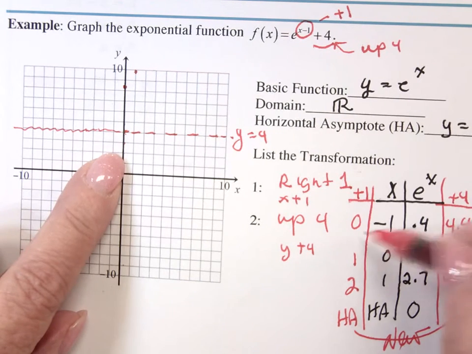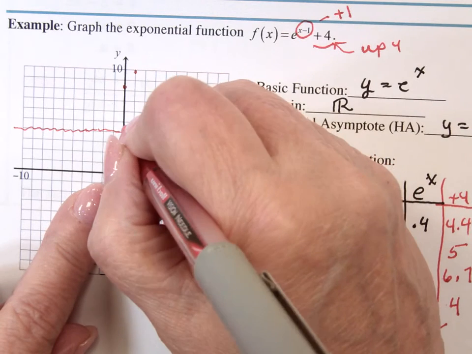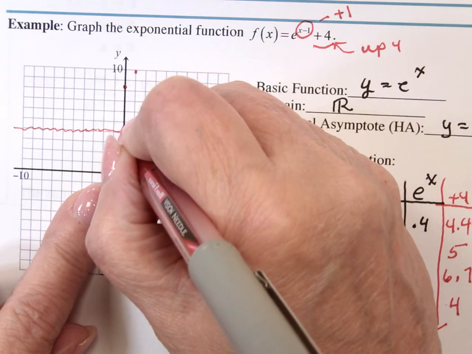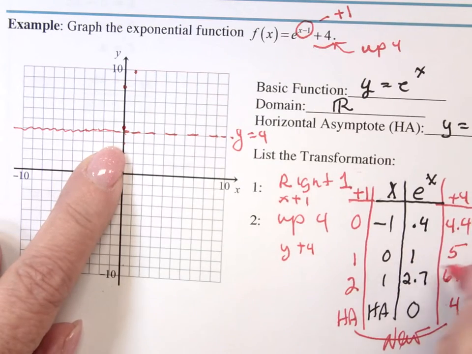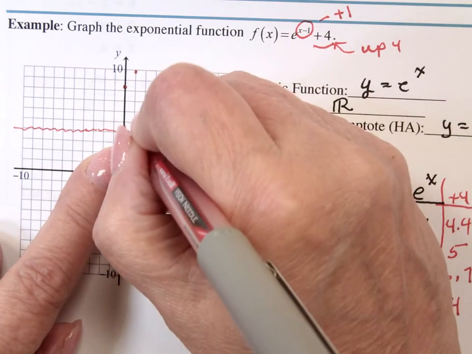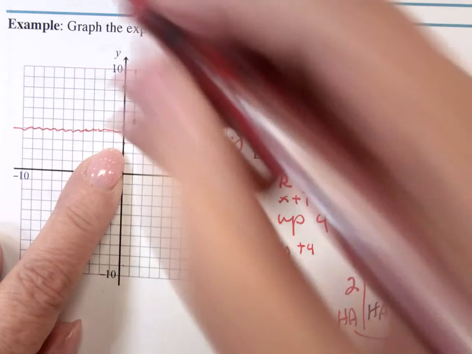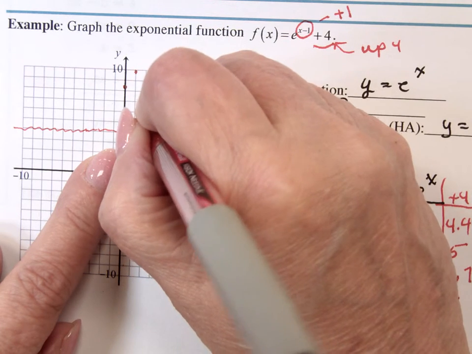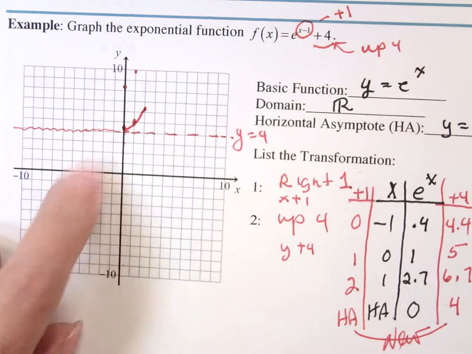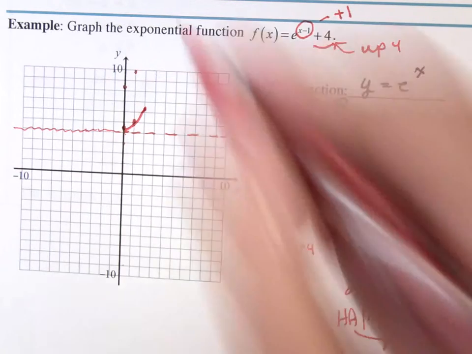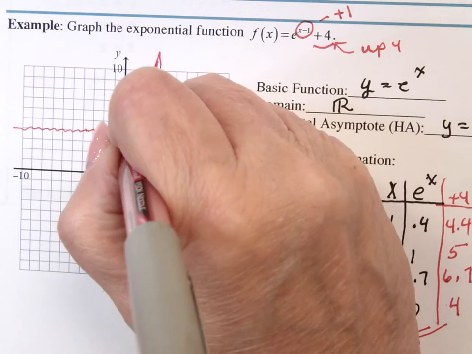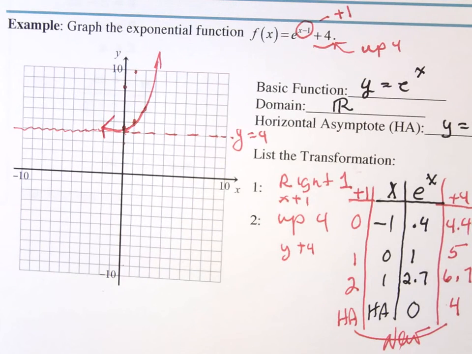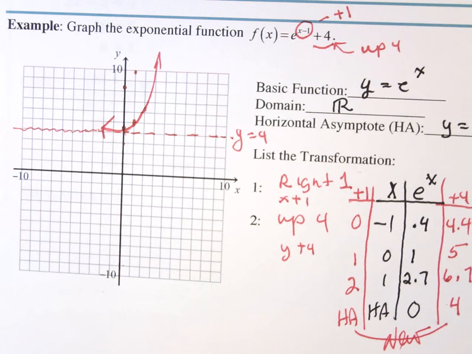If x equals negative 1, y equals 4.4. Where are you guys when I need you? If x equals 0, y equals 5. If x equals 1, y equals 6.7. So 4, 5, 6.7. There's your bend. And up it goes. I was looking at that dang line, and almost, to me, it looked like it interpreted it as the x-axis, but it wasn't the x-axis, which is what got me into trouble.